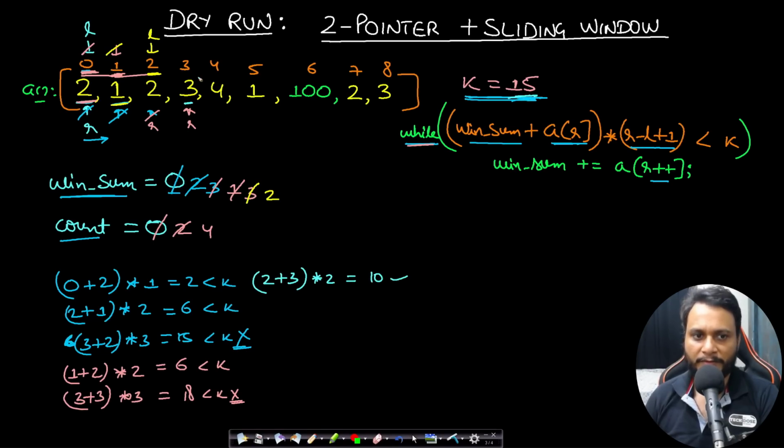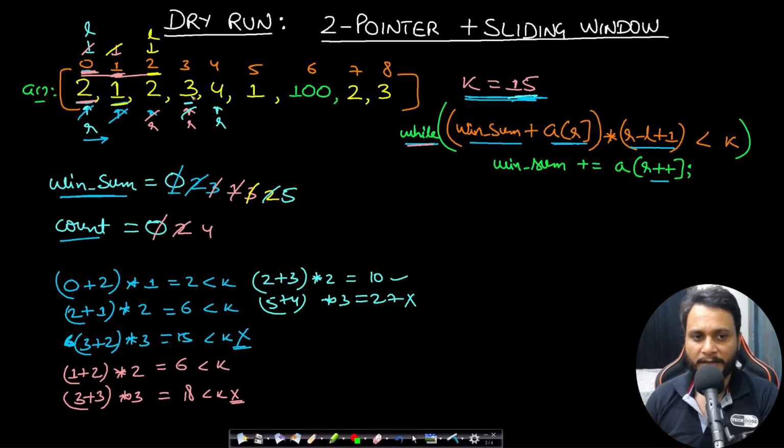So this is perfectly fine. Include this 3. So this becomes 5 and the R will move to the right. Definitely you cannot include this 4 because 5 plus 4 will be 9 and 9 times 3 will be 27, which is definitely not less than K. So you have to stop here.